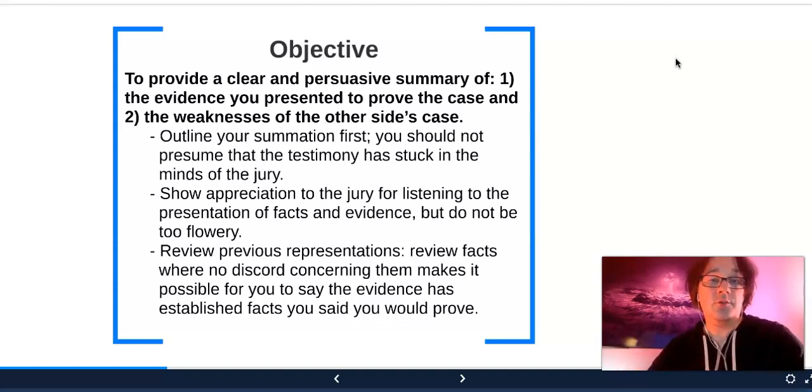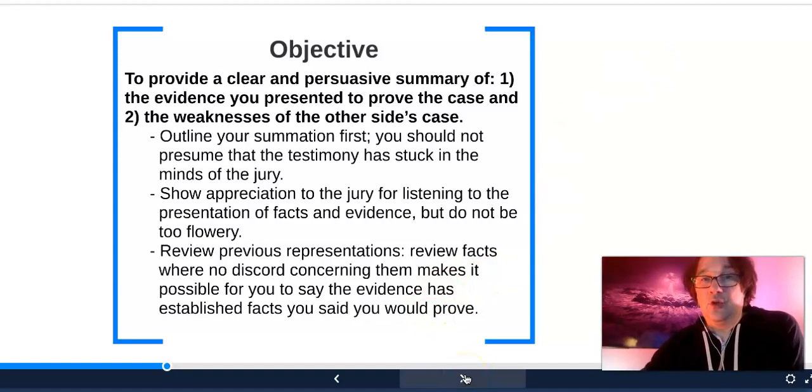Also, you want to review previous representations. So review facts where no discord concerning them makes it possible for you to say the evidence has established facts you said you would prove. So in other words, don't say you did something that you didn't do.